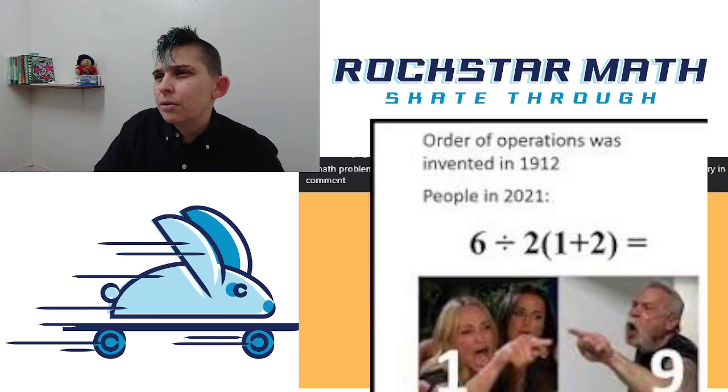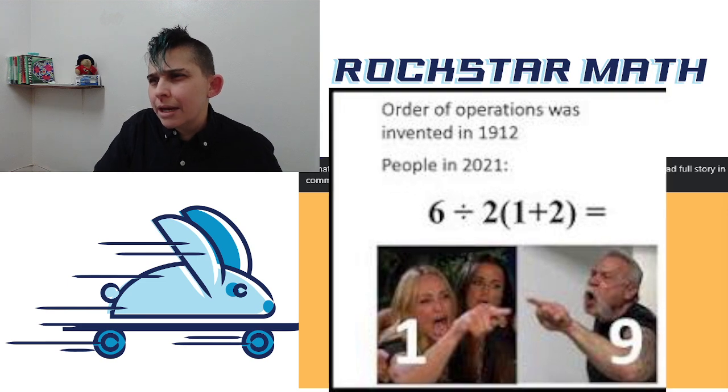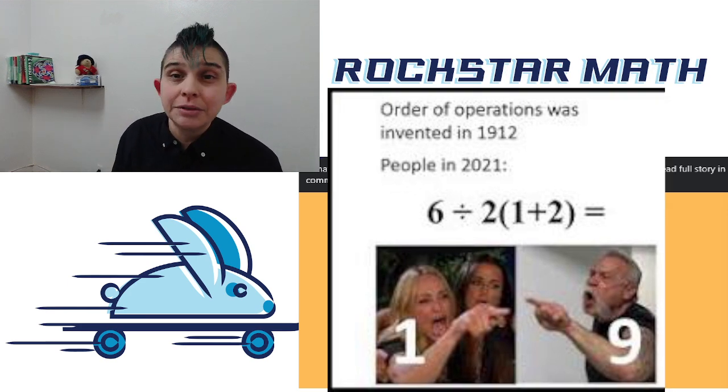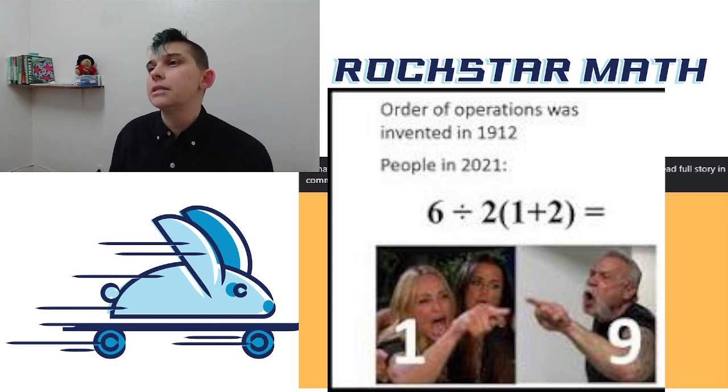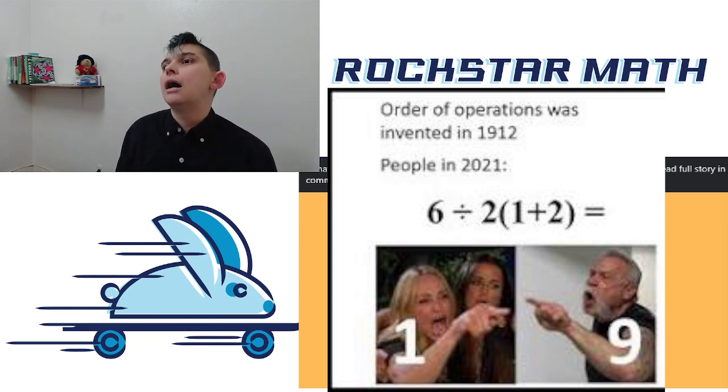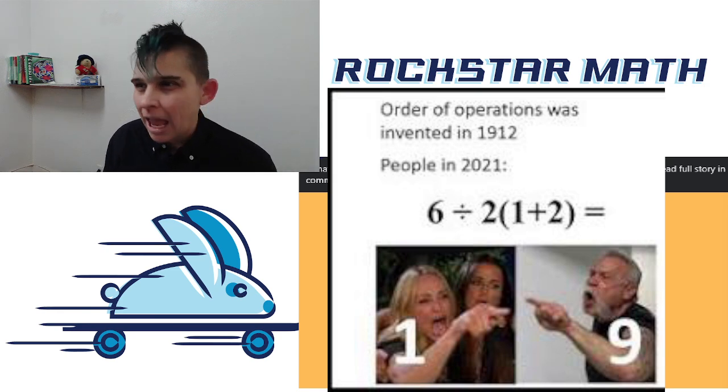So let me show you another one. So yeah, here, order of operations was invented in 1912. So yes, over 100 years. I'm still living in the 90s. It was still 10 years ago in my mind.